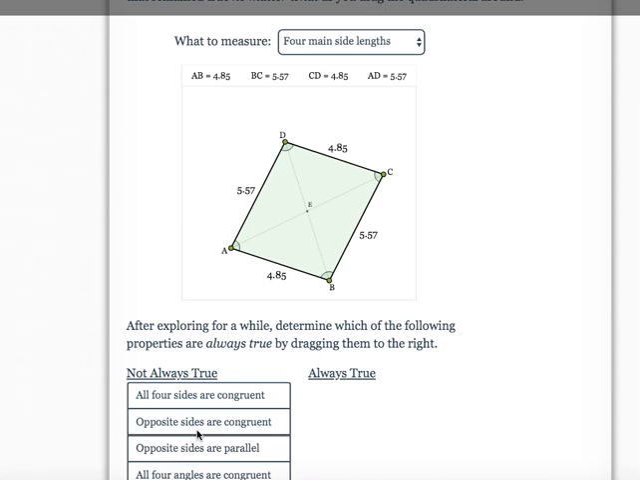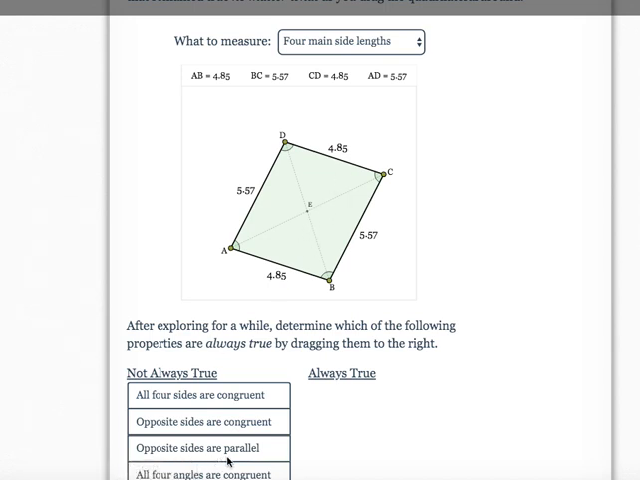Now looking at the next one, opposite sides are congruent. So I'm still looking at side lengths. I'm looking at AD, BC. They are always congruent. These are always congruent.